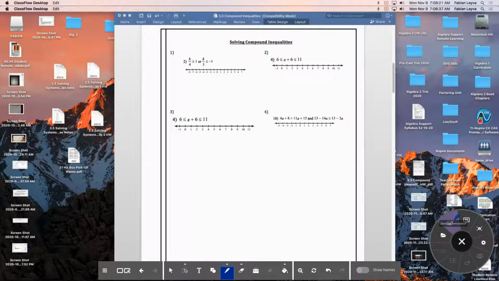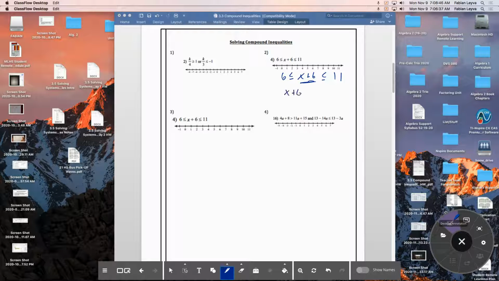So notice right here that I have 6 is less than or equal to x plus 6, which is less than or equal to 11. Now, you'll notice here that you have 2 inequalities together. You have the inside stuff that's greater than or equal to the 6, but less than or equal to the 11. Now, my suggestion for you is to split up the inequalities so that way it's more visually obvious that there are 2 inequalities. So I'm going to start with this one.